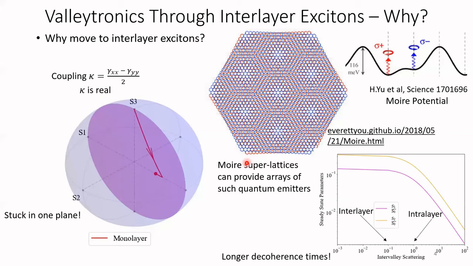Another motivation for interlayer excitons is the decoherence time. As you can see here, the decoherence between the valleys, more commonly termed in the literature intervalley scattering, is much smaller for interlayer excitons than the intervalley scattering rate for intralayer or monolayer excitons. So that results in longer coherence times and hence more gate operations for interlayer excitons.